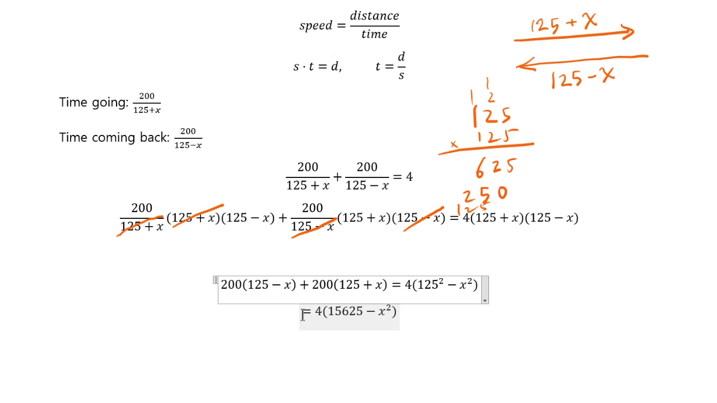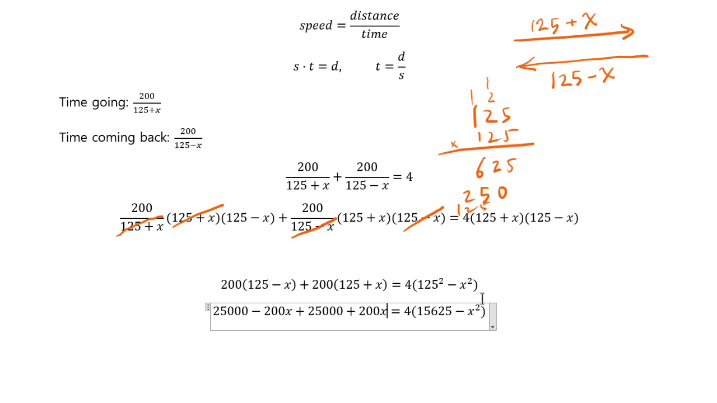On the left side, if I distribute, 200 times 125 would be 25,000, and then minus 200x plus 25,000 plus 200x, and lucky for us, we actually see that this cancels.